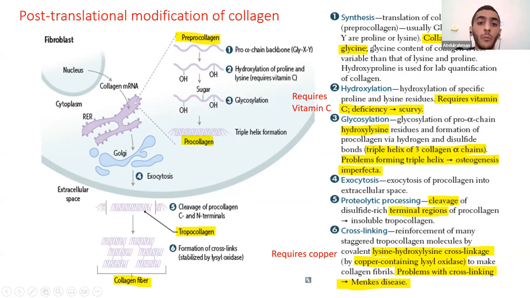Now, once the pre-pro collagen is made, the next step will be the hydroxylation. What does hydroxylation mean? We're basically adding a hydroxyl group. Anything that ends with "lation," we're basically trying to put it on there, okay? So glycosylation, we're putting on the sugar. Hydroxylation, we're putting on the hydroxyl group. So in hydroxylation, we're basically adding a hydroxyl on the proline and the lysine. Now this step is important because it requires vitamin C. So any deficiency in this process would lead to scurvy.